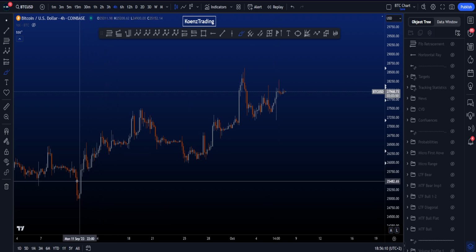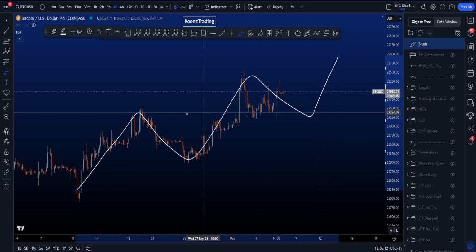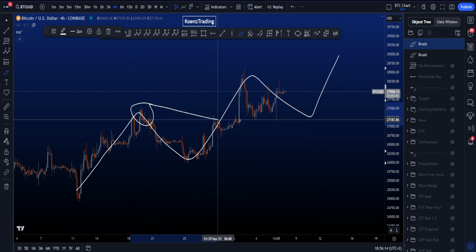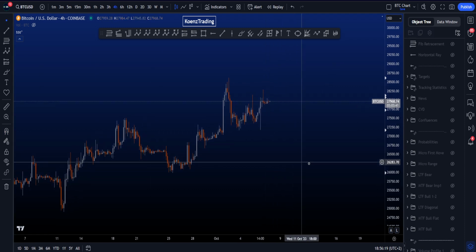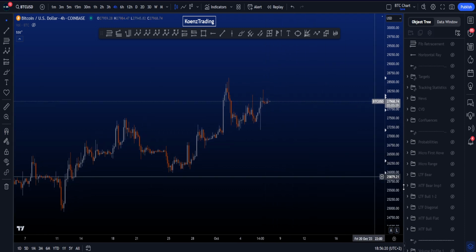And also, if we think about a regular impulse, 1, 2, 3, 4, 5, we do have overlap between the high of 1 and the low of 4, which is also not what you want to see in a regular impulse. That's an invalidation. So it's not looking too great at the moment.